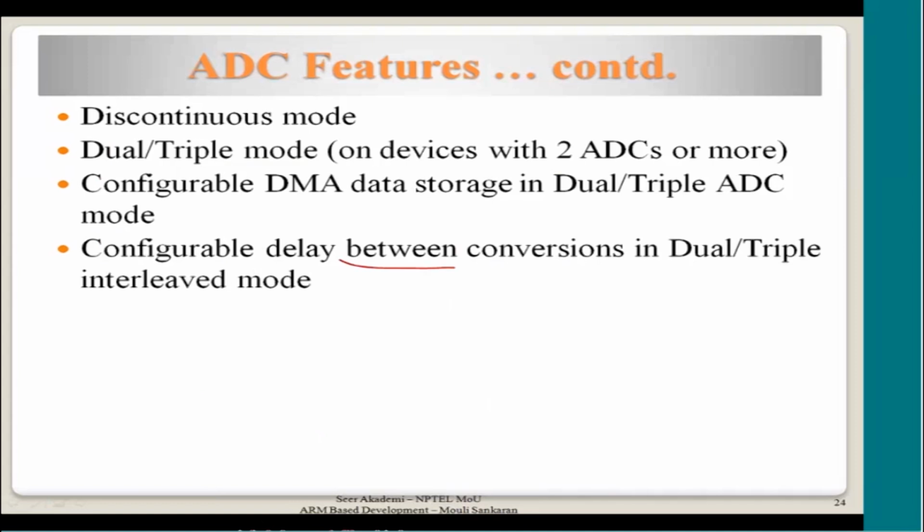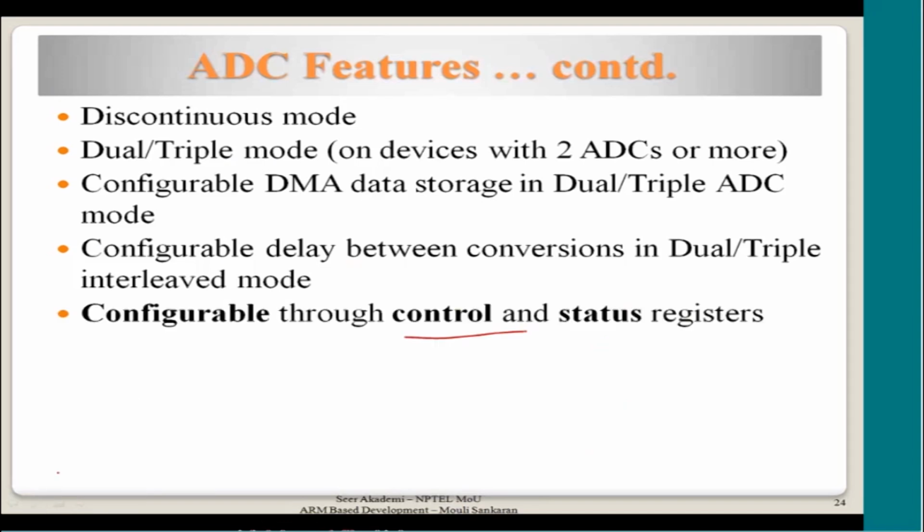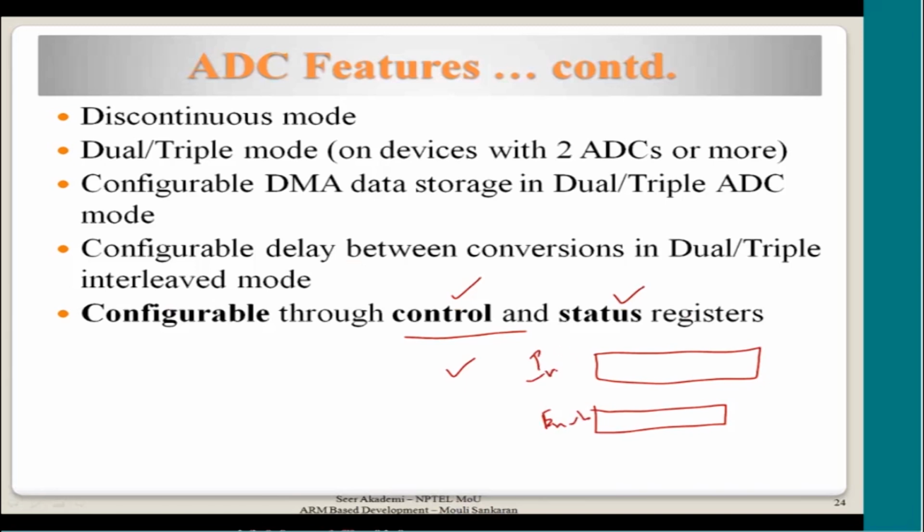Configurable delay between conversions, that is also possible. Interleaved mode. So you can delay the sampling and then interleave sampling of two devices between each other. Configurable control and status register. Almost any peripheral device will have a control register and a status register and maybe an interrupt enable register. So there is a device enable register. So enable it, and then the interrupt could be enabled optionally, and then we can configure the control register. Different modes can be set up. So then the device starts up.